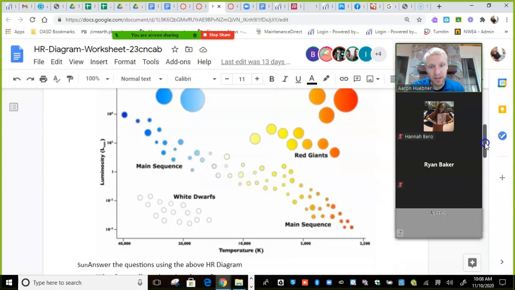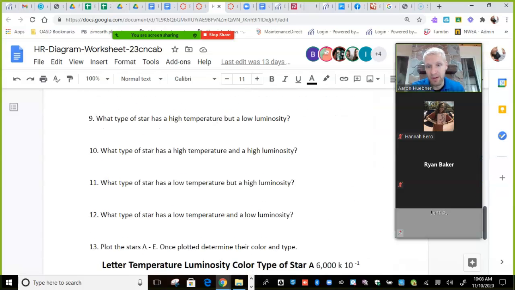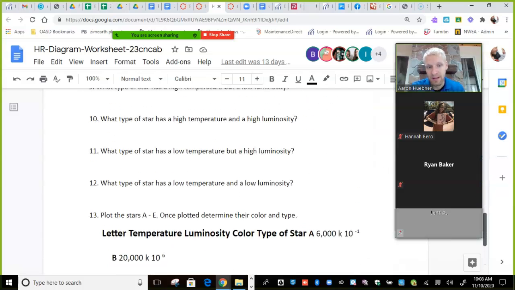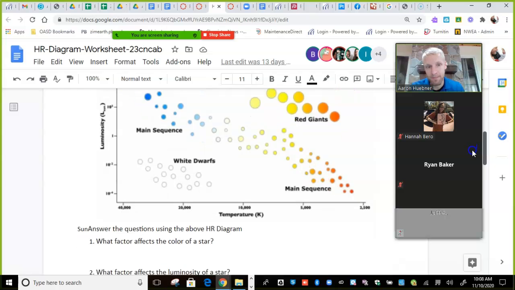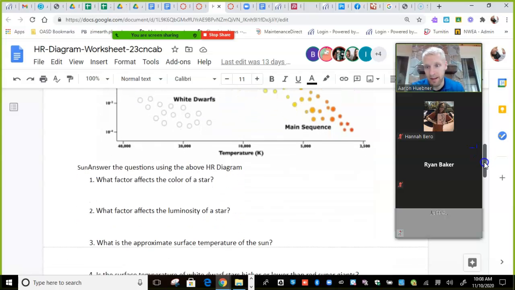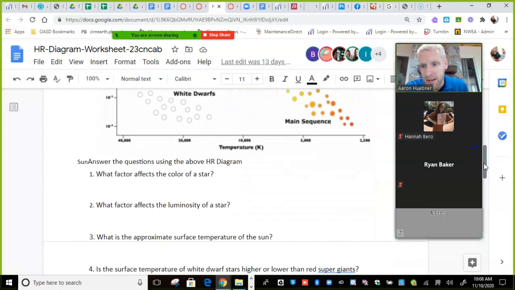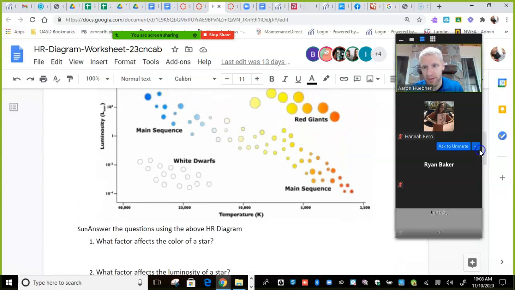So what we're going to do is answer these questions, and that'll be it for this activity. So the sun. Answer the questions using the above HR diagram. I think sun is supposed to go up here, so that's a typo.